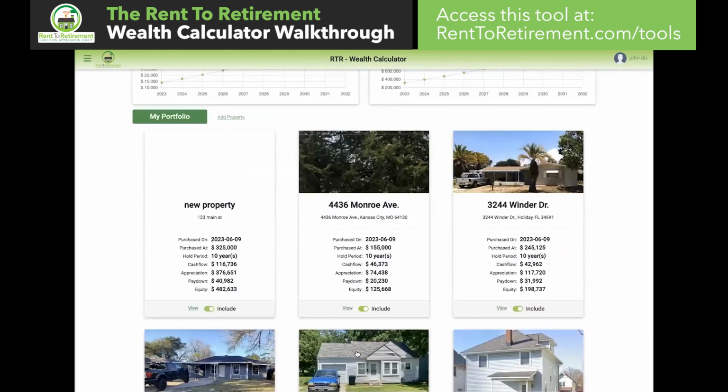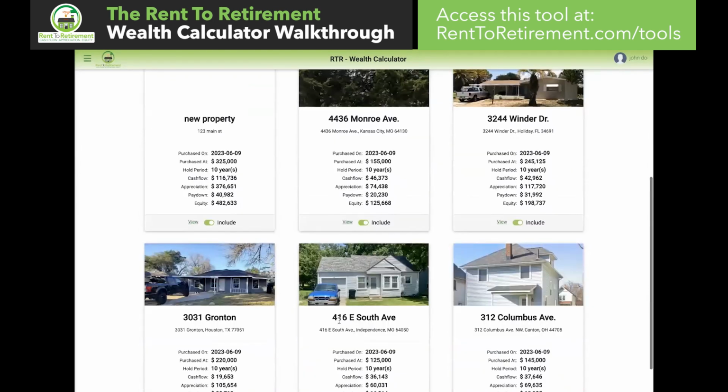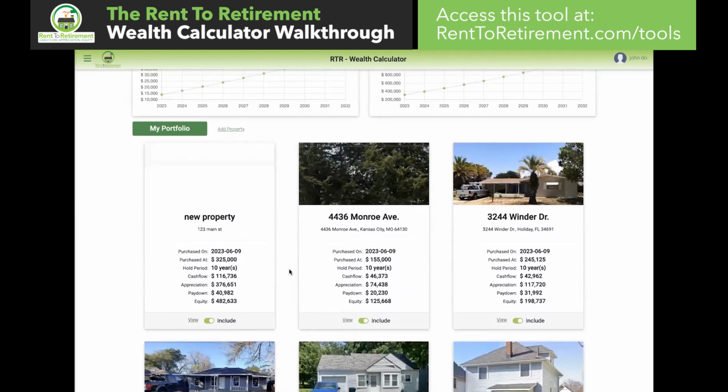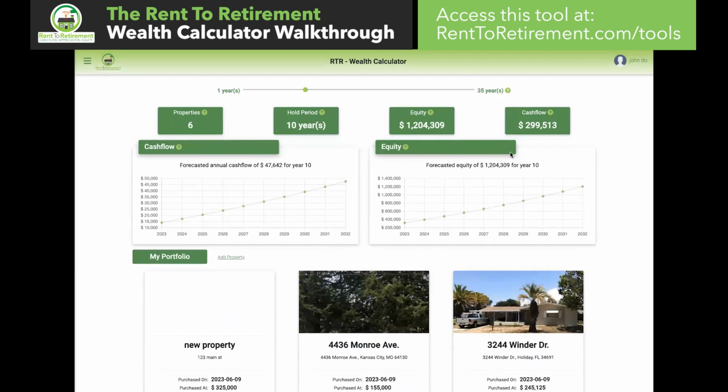That way, if you have 2 or 3 potential deals that you want to add into your portfolio, certainly you can do that. And then, of course, you can change the numbers and delete these if you want. So, guys, that's really about it for now.